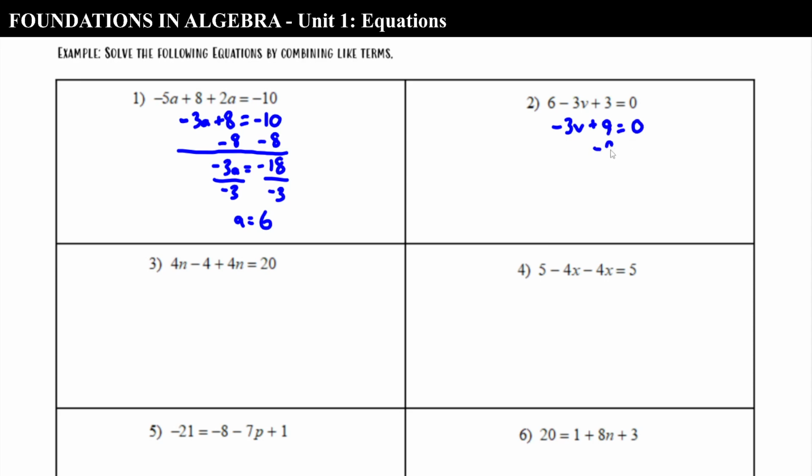And now we're going to subtract 9 from each side. This one's a little bit easier because 0 minus 9 is going to give us negative 9. And then we divide each side by negative 3. And we're left with v equals 3. Negative 9 divided by negative 3 gives us a positive 3.